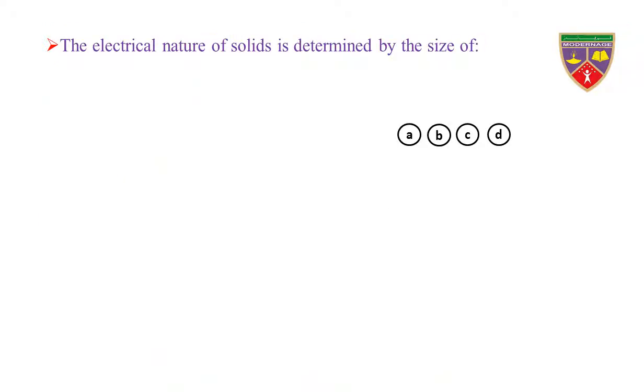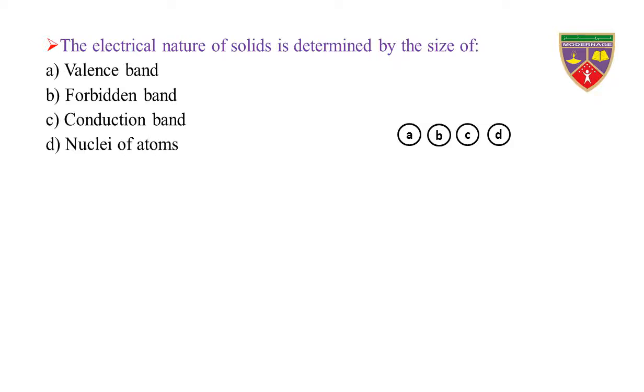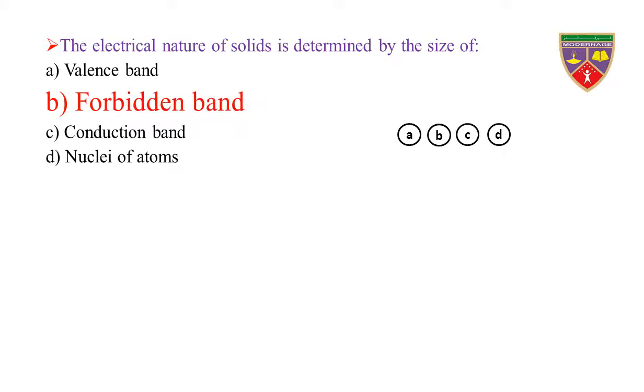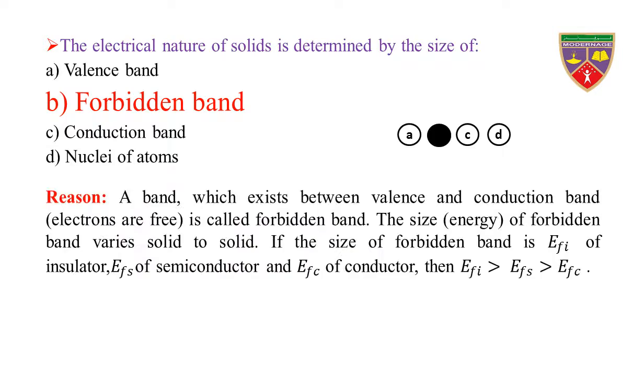The electrical nature of solids is determined by the size of: option A, valence band; option B, forbidden band; option C, conduction band; option D, nuclei of atoms. The key is forbidden band. Therefore, the correct option is B.